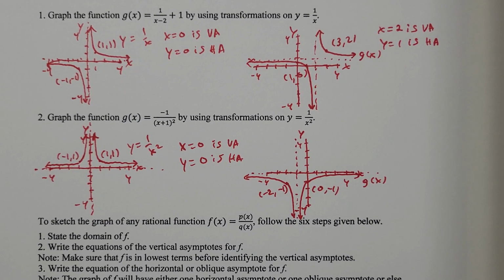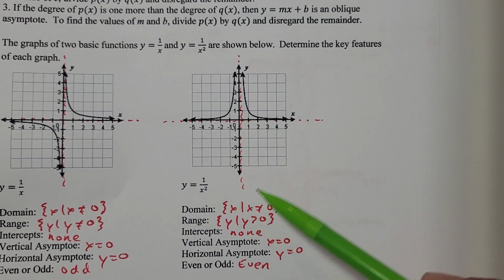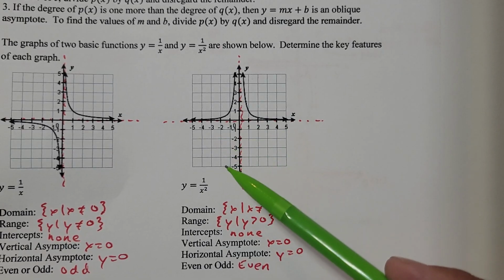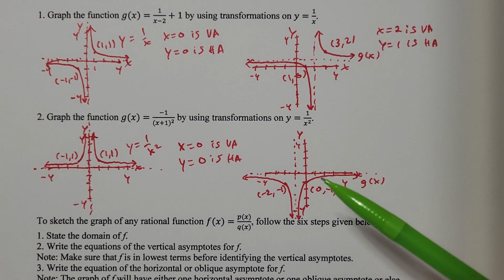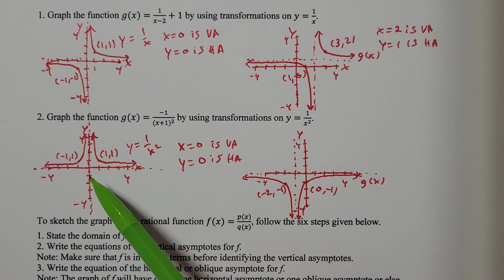Problem 2, I want us to graph the function g of x equals negative 1 divided by x plus 1 squared by using transformations on y equals 1 over x squared. Okay, so we drew the graph of y equals 1 over x squared. That's this guy here. And when you use transformations on that, I redrew the graph just so that we have it here.